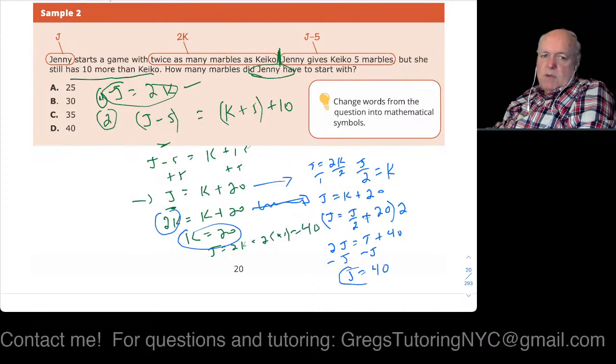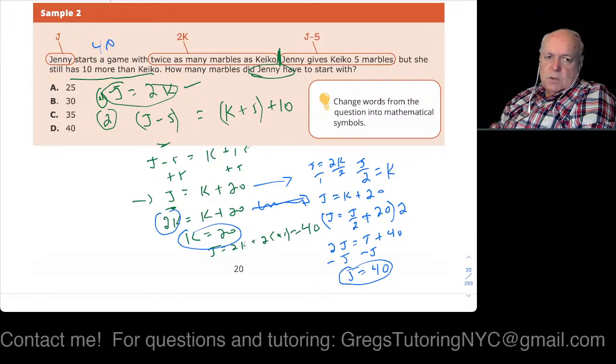how about we feed it back into the original question? All right. So Jenny starts the game with twice as many marbles as Keiko. So Jenny starts the game with 40, and that is definitely 2 times 20. Okay. Then it says Jenny gives Keiko 5 marbles. So at this point, Jenny is 40 minus 5, and that's equal to 35. Okay. But she still has 10 more than Keiko, right? If she gave Keiko 5, right? If Keiko had 20, Keiko now has 20 plus 5, and that's equal to 25.